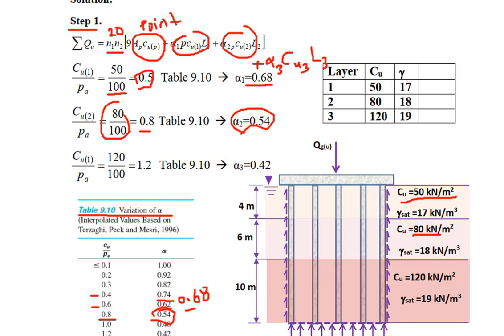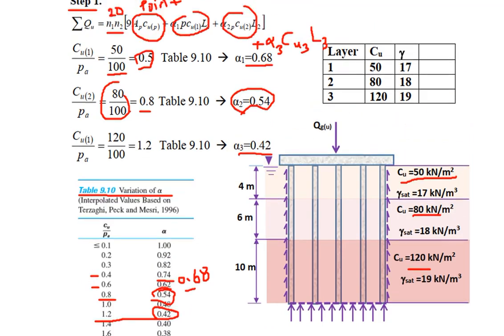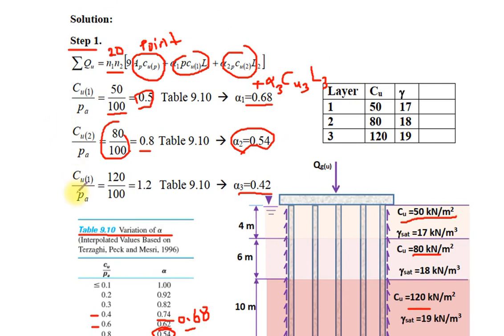For the third layer, undrained cohesion equal to 120 kilonewton per meter squared over 100, the atmospheric pressure, equal to 1.2. Use table 9.10, 1.2 gives us alpha equal to 0.42. Now replace alpha 1, alpha 2, alpha 3 in the equation of skin friction.